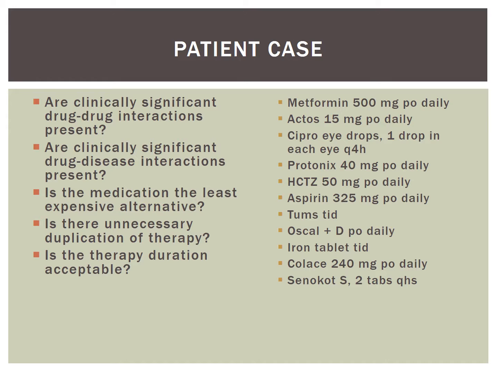Is there unnecessary duplication of therapy? So she is taking Colace and Senokot S. Are both of those needed? She is taking metformin and Actos. The metformin is not at an optimized dose, so we could potentially optimize the dose of that. She's taking Tums and Os-Cal plus D.